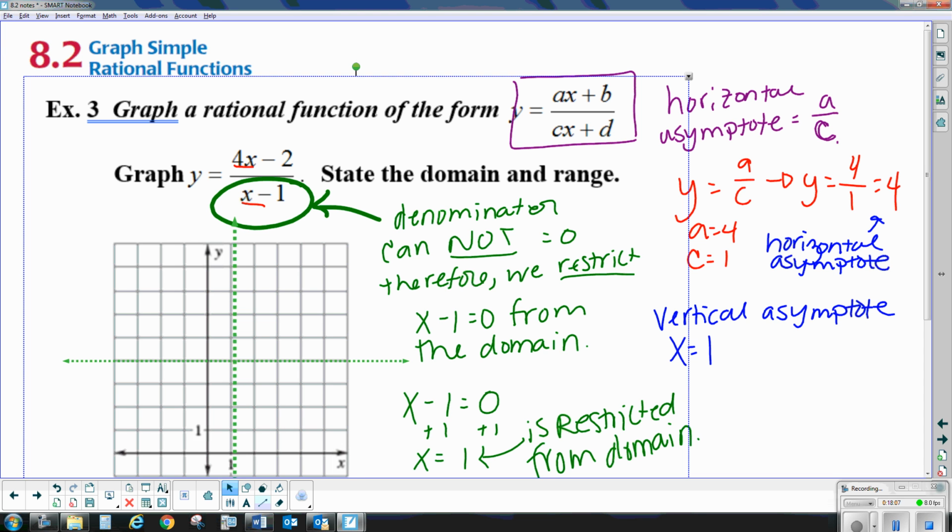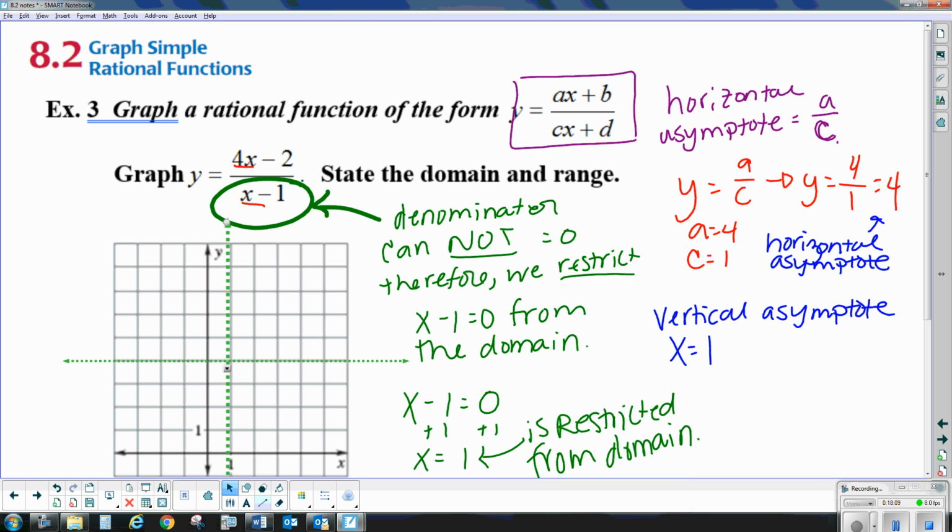So again, this will be restricted from our domain. So our graph will never actually touch the line x equals 1 or the line y equals 4. So now we can go ahead and plot a couple points. We're going to choose some points to the left of the vertical asymptote and to the right of the vertical asymptote.